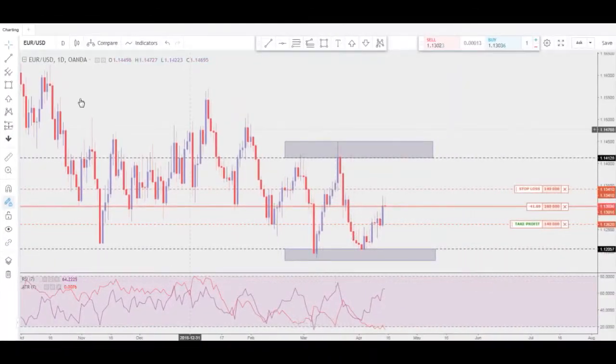One of the pairs that I'm looking at this week is the euro dollar, and I'm on the daily time frame. I'm actually short this pair, and I'm going to explain why I've shorted this pair and why at this specific level at 13.05s. I believe it's 13.05s. Yes, around 13.05s. Why I shorted this pair, I'm going to quickly explain to you.